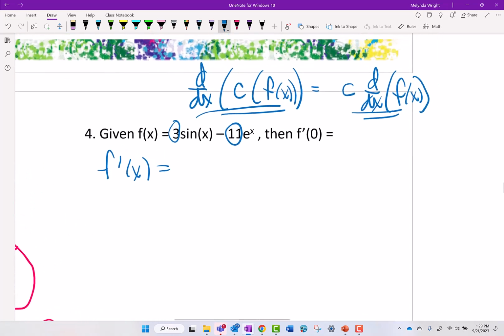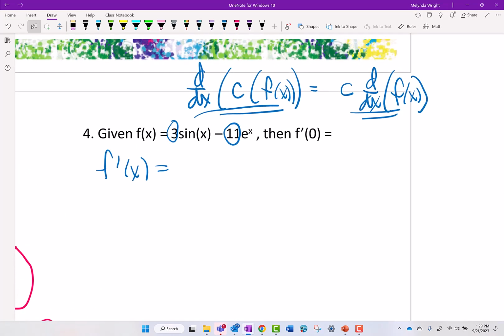So, the derivative of sine is cosine, and I'm just pulling down the 3. It's just a multiplier, just hanging around. Again, I'm using this concept that I just wrote down. I ignored the c, I took the derivative of the function, and then I multiplied by that number. I'm going to do the same thing here. I'm going to ignore the negative 11. The derivative of e to the x is nicely e to the x, and that's my derivative.